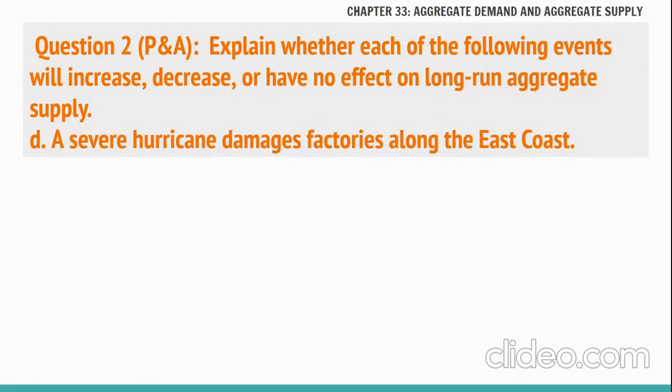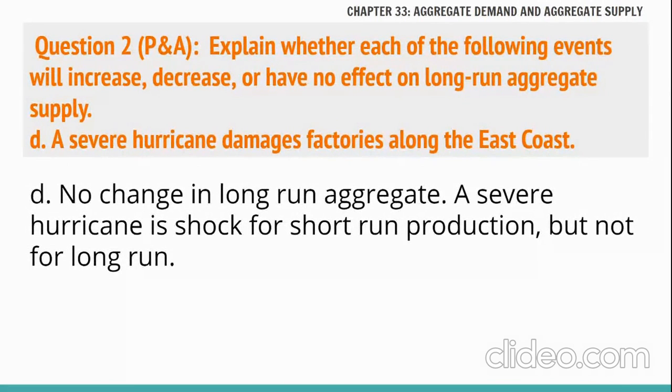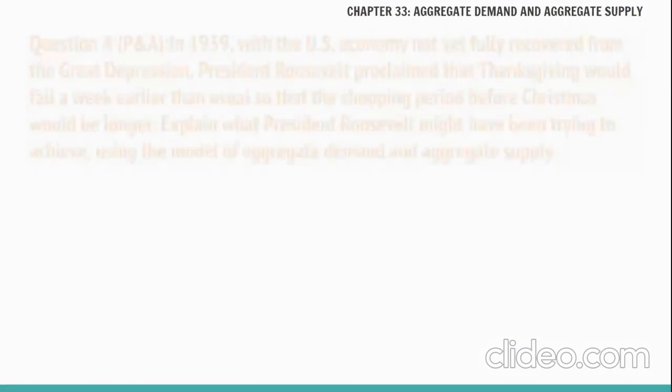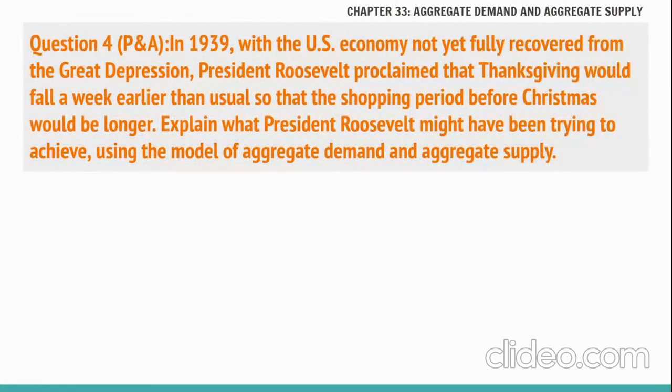Lastly, D, a severe hurricane damages factories along the East Coast. This will get no change in long-run aggregate supply. A severe hurricane is a shock for short-run production, but not for the long run. Moving to question 4, problems and applications.